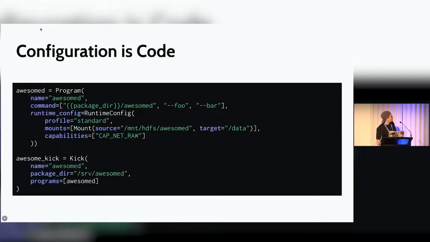Just to explain a little bit, the first block here basically defines a new program, which is the minimal unit of things that we can run. It defines the command line for this thing, and another very important thing about this is the runtime config, which is the profile. This is how we're going to run things in production.